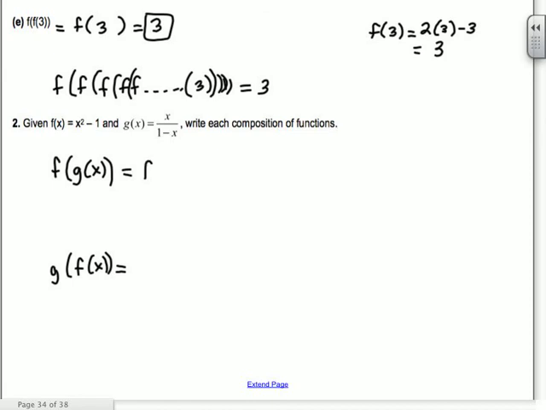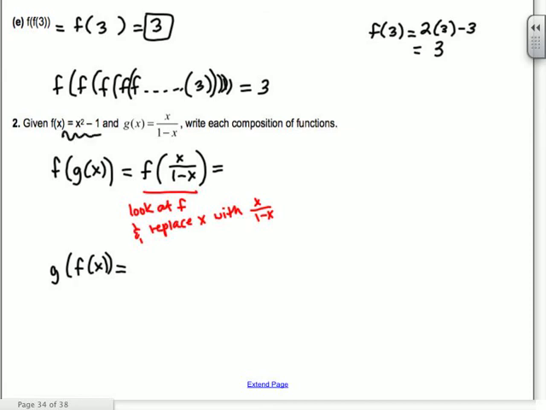Okay, so f of g of x is going to be f of x over 1 minus x. So what this means is look at the f function and replace x with x over 1 minus x. So in our f function, instead of having x, I'm going to replace it with x over 1 minus x. You can leave it like that if you want, or you can multiply it out. It doesn't matter. We'll leave it like that.